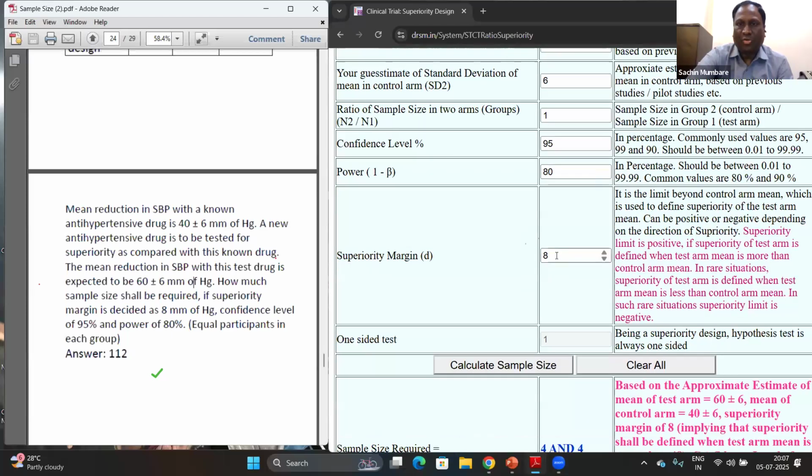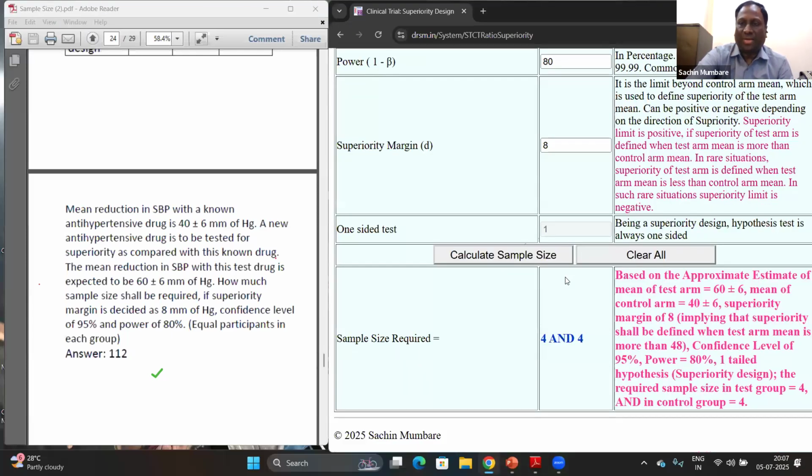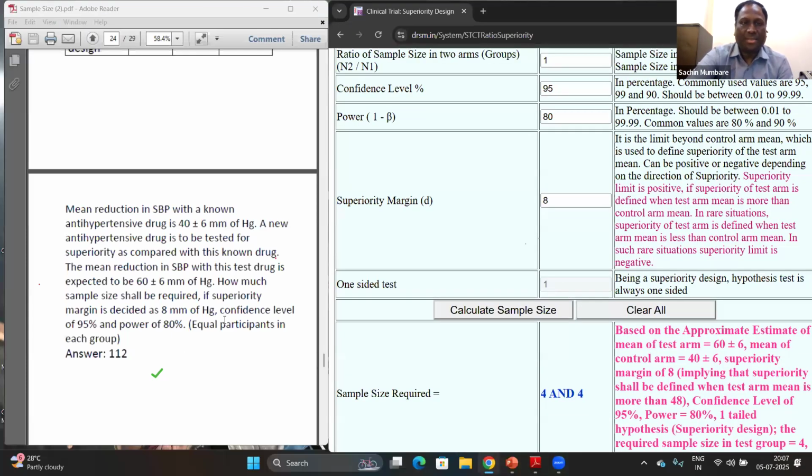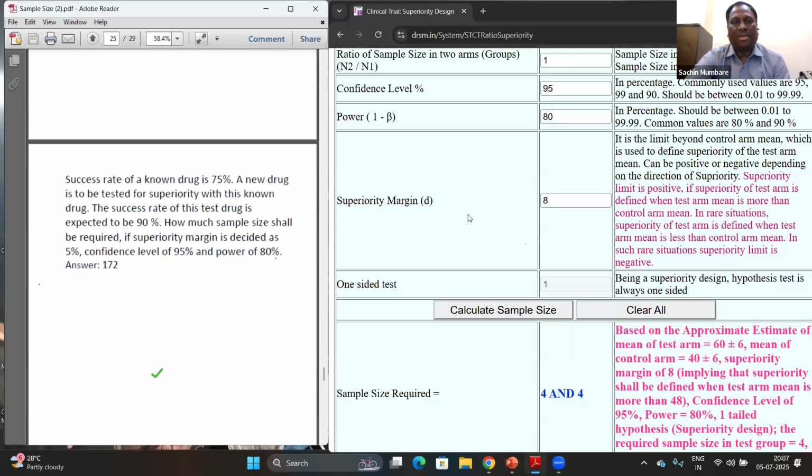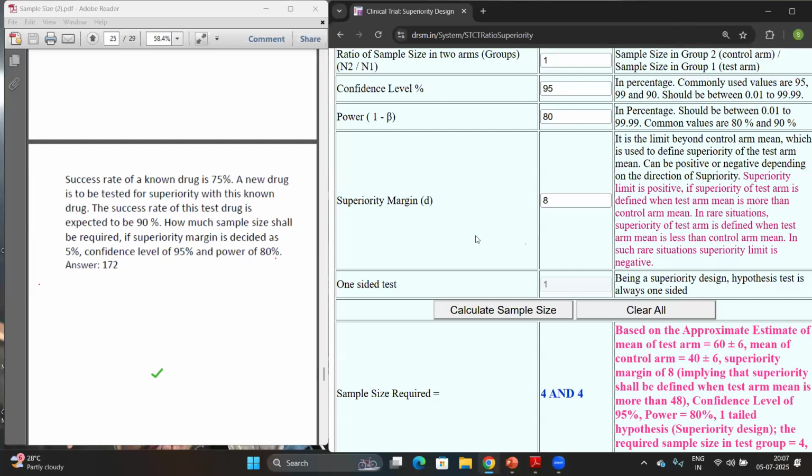Superiority margin is 8. So you have to calculate the sample size like this. Now you calculate the sample size for this one. Success rate of the known drug is 75%. A new drug is to be tested for superiority. Use this example and calculate the sample size. Which link will you use? Nominal, sir.